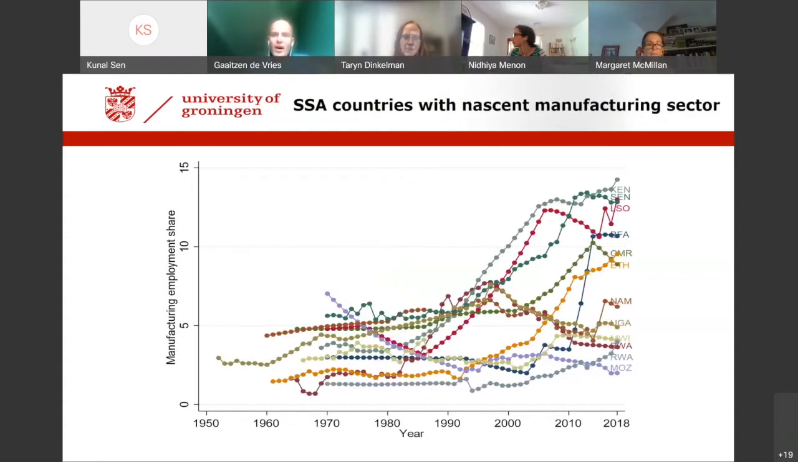For many other sub-Saharan African countries, the trend that this database suggests is a manufacturing naissance. Many low-income sub-Saharan African countries still need to start with their industrialization process, and what this plot suggests is that they're actually experiencing what we would call this manufacturing naissance.